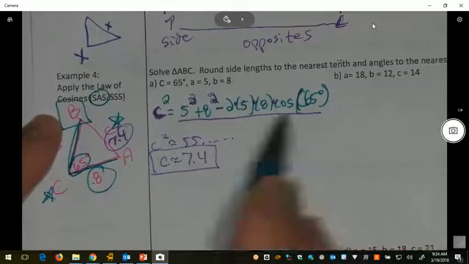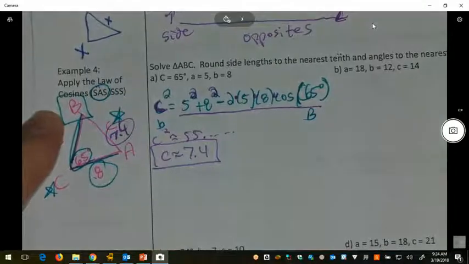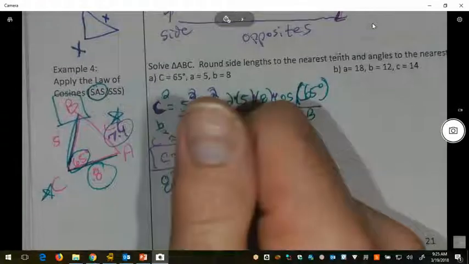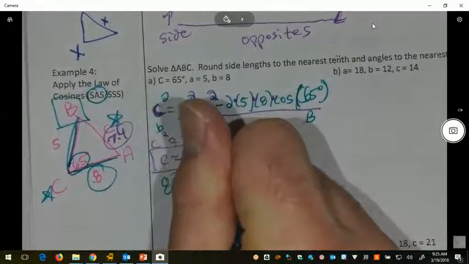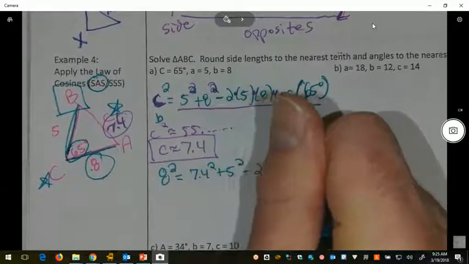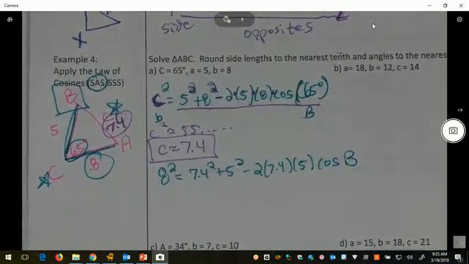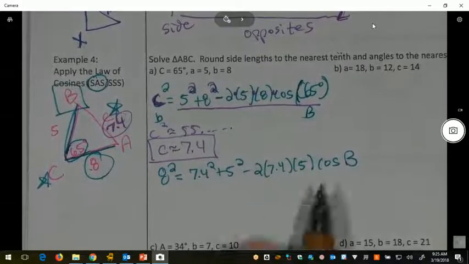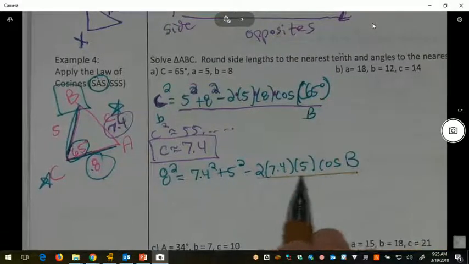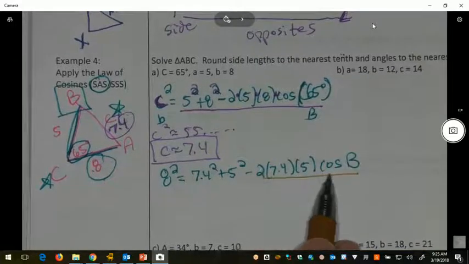So I'm going to rewrite this formula, but this time with angle B here and side B here. So I have my 8 squared. My other numbers are 7.4 and 5. So 7.4 squared plus 5 squared minus 2 times 7.4 times 5 times cosine of angle B. Order of operations, all of this stuff is multiplied together, so it's all connected. It's like this times x or times b.